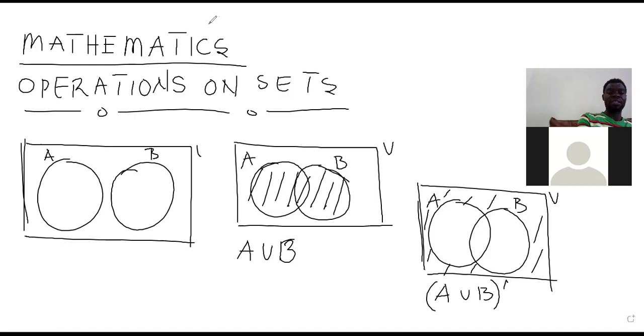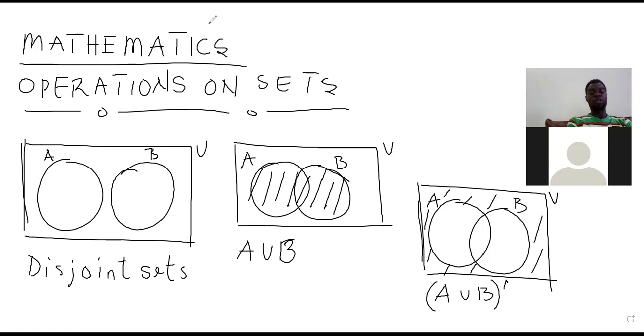And then last, this is representing disjoint sets. You can see that they are not intersecting. The circles are not intersecting. So these two sets represent disjoint sets. They don't have any intersection. That is disjoint sets.